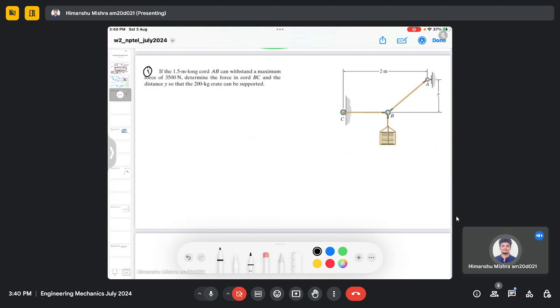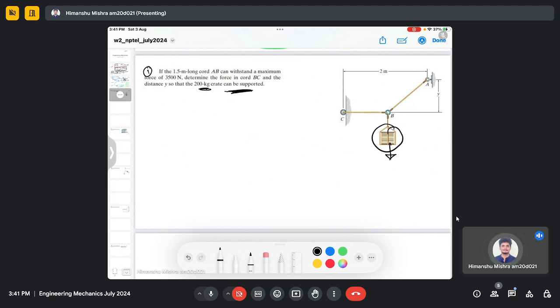So you can just see the question and you can find that you need to use the equilibrium principle. For example, here it says that we need to find the force and distance y such that this 200 kg crate can be supported. So you need to hang this crate, you need to support this crate, which means the system should remain in equilibrium, otherwise this crate will fall down and the equilibrium of the system will be lost. So to support this crate, the system should remain in equilibrium. So we will be using the principle of equilibrium here to calculate the unknown force and the distance y.